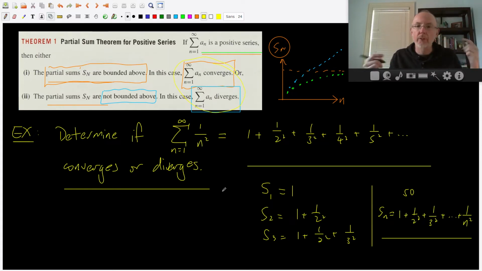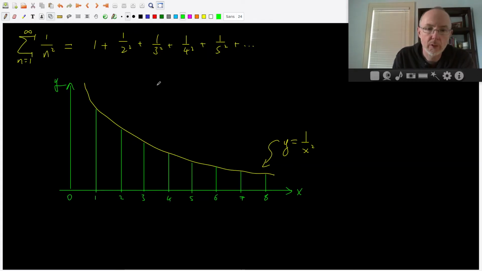So what I want to do is interpret this actually as a geometric object, as a picture. So let's go to the next page and draw a graph. So on this graph, I've drawn the graph of y equals 1 over x squared, right? Which corresponds to the thing we're adding up here. Because the nth term in this sequence that we're adding up is 1 over n squared.